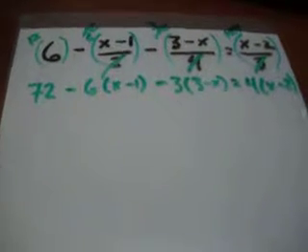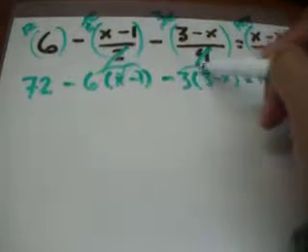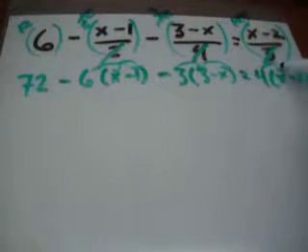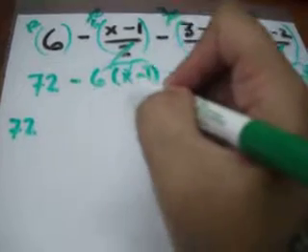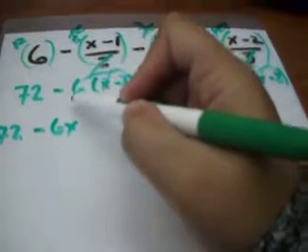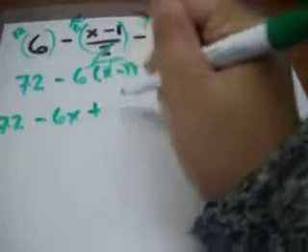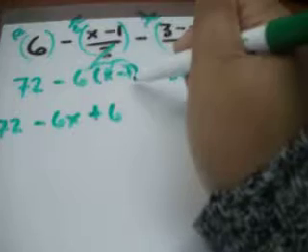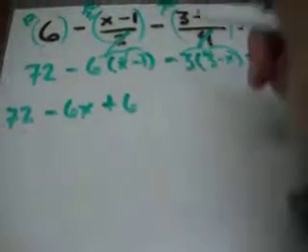Okay? Now I'm going to have to distribute all of these numbers through, because that's how I open up the brackets. So I'm going to have still 72 here. I'm not going to touch that. Negative 6 times x, well, that's just negative 6x. Negative 6 times negative 1, well, that's positive 6, because 6 times 1 is 6, but a negative times a negative is a positive.